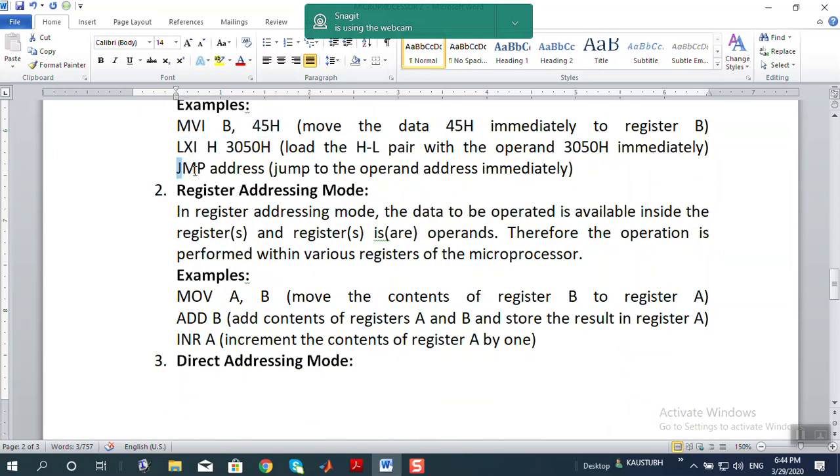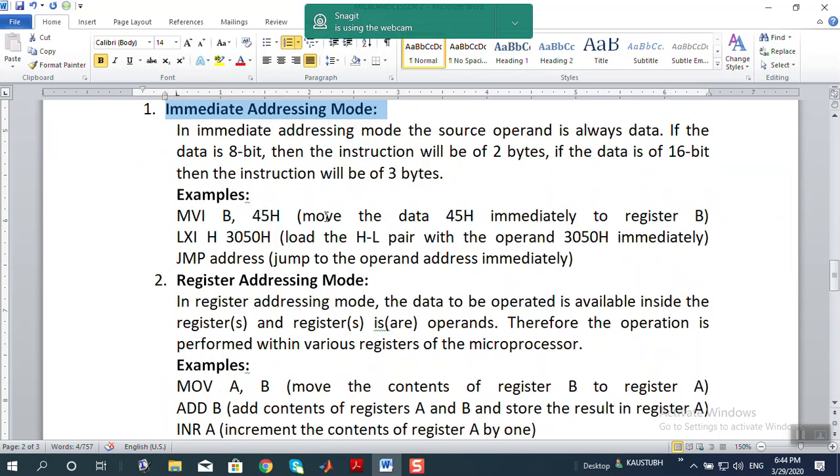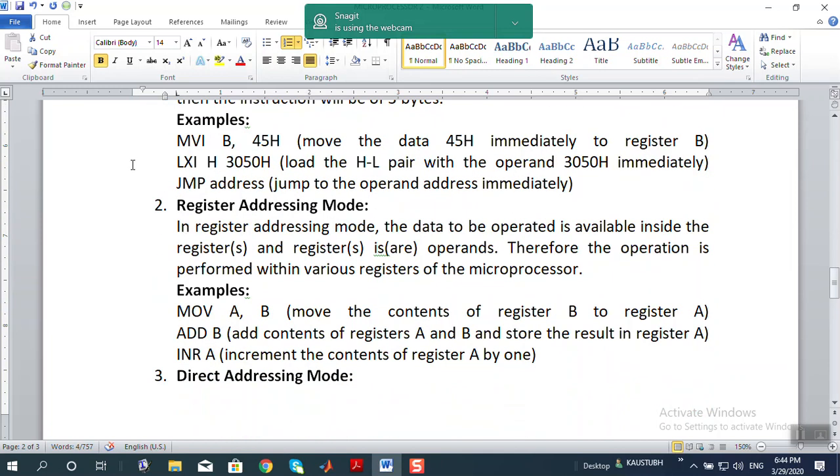Similarly, another instruction, JMP address. This address is nothing but a memory address, which of course you know is 16-bit. Jump means the program control, primarily the program counter, will be loaded with this address. Meaning-wise, we can say jump immediately to this address. These are some examples of immediate addressing mode instructions, where the data to be operated on is given immediately after the instruction. Second is the register addressing mode.